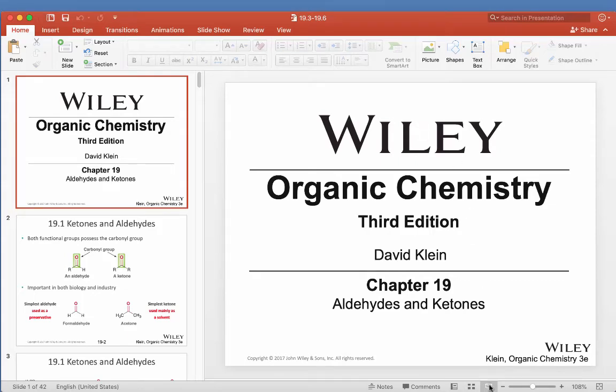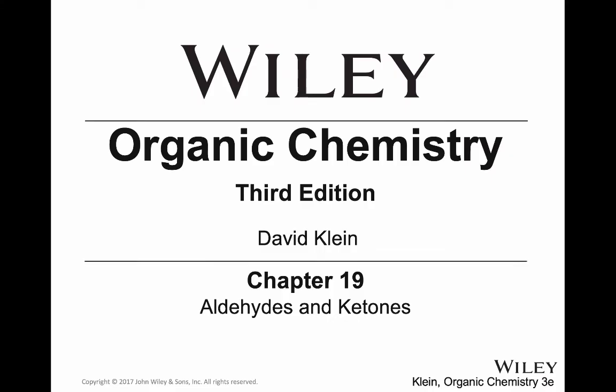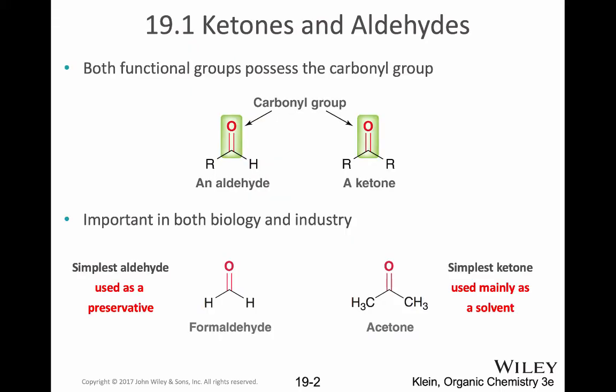All right, so today we're going to move to chapter 19, and chapter 19 is about aldehydes and ketones. So we're moving up the functional group chain. An aldehyde or ketone is a functional group where you have a carbonyl, and just remember, when we talk about a carbonyl, we're talking about the CO double bond.